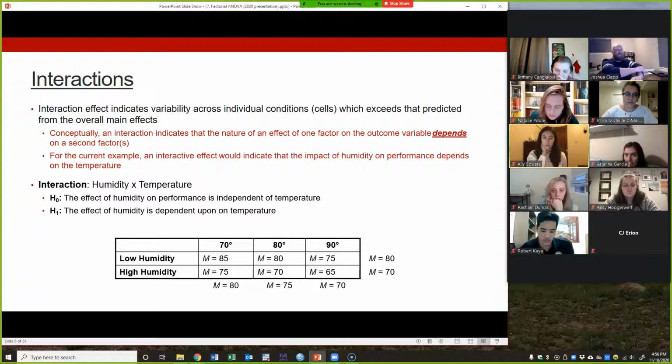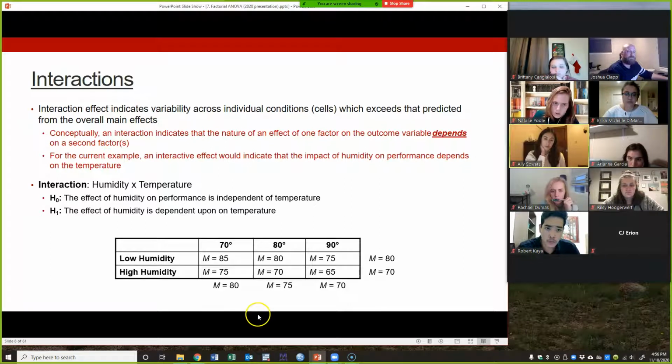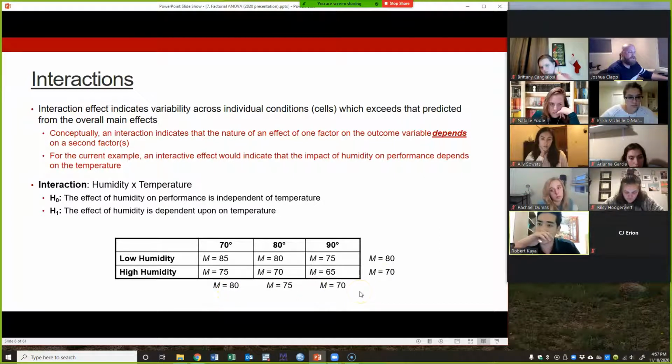So if we're taking a look at this, what are we seeing here, Robert, in terms of main effects, potentially? That we're seeing higher scores of performance in groups in lower humidity. Okay, so I'm seeing maybe a main effect of humidity, where people are performing higher at low humidity than high humidity, right? And I'm also maybe seeing an effect of temperature, where performance decreases as temperature increases, right? Am I seeing an interaction here?